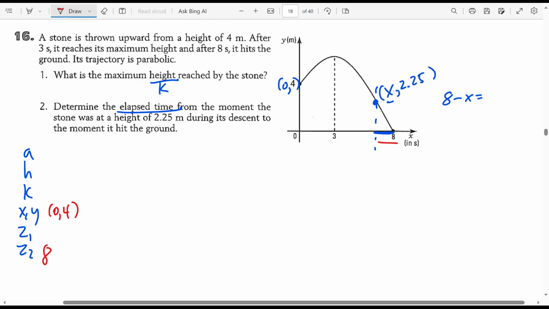The only other thing that I have is it says it reaches its max height at 3 seconds. It even draws the axis of symmetry for me here. So I know my h is 3. I had you guys reason through this one the other day. I'll let you think about it for a second as well. How do I get started when all I have is h, I don't have k, I have one point and only one zero?